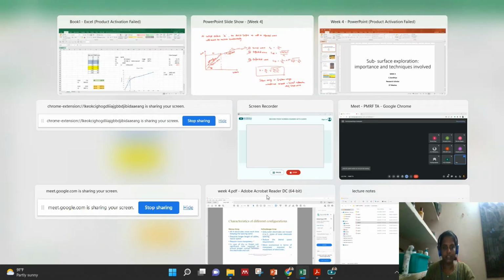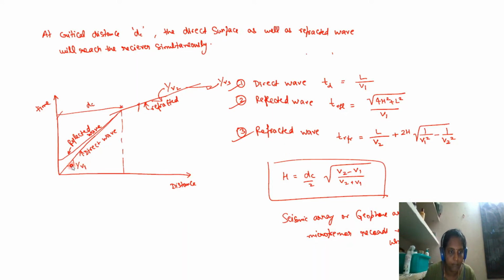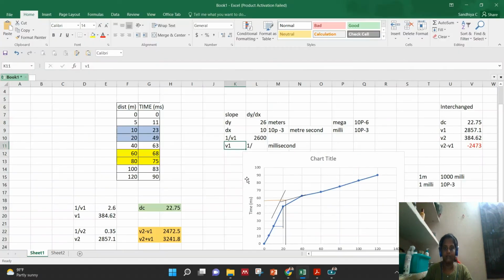The slope, you can see here, this slope will give you 1 by V1 value only. It will not give you directly V1. When you are measuring the slope of this line, see, velocity is distance by time. When you are measuring the slope, we are finding time by distance. Am I right?